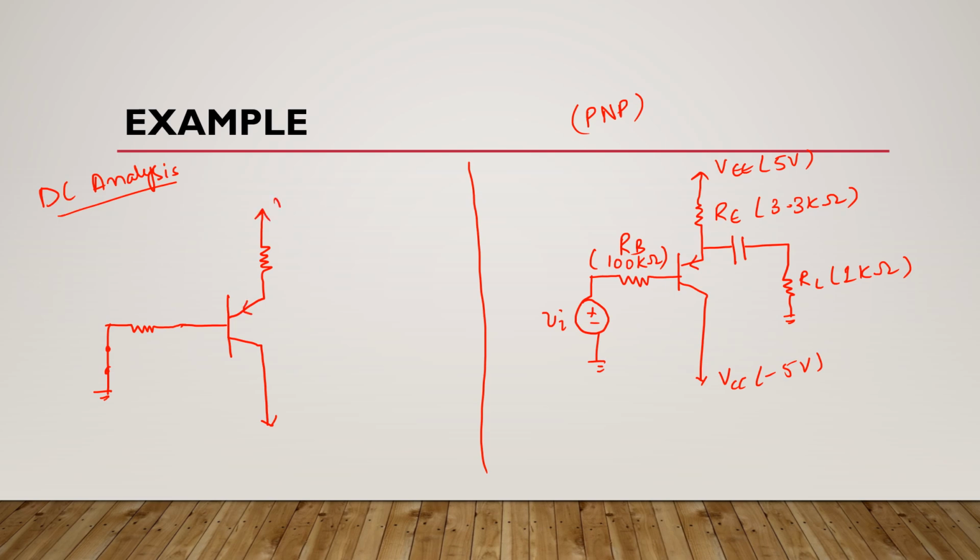Here we have VEE, here we have RE. This is the direction of IE, this is RB, this is the direction of IB, this is VCC. Okay.